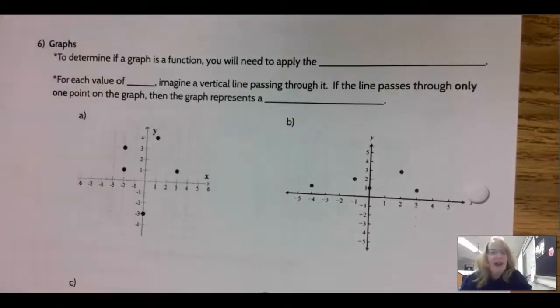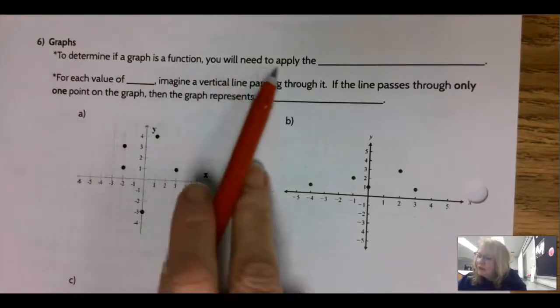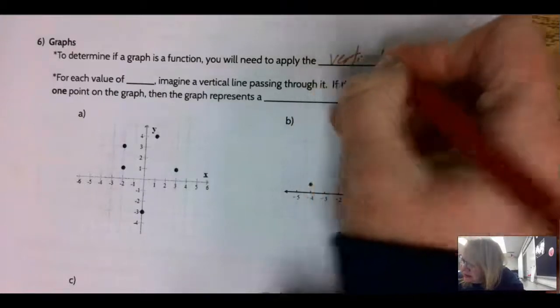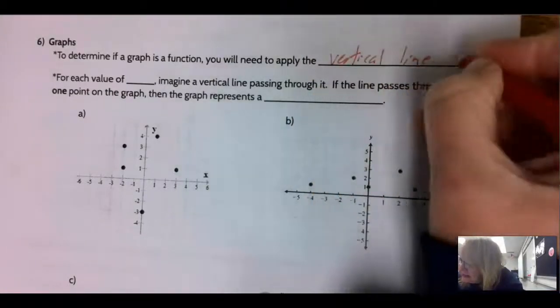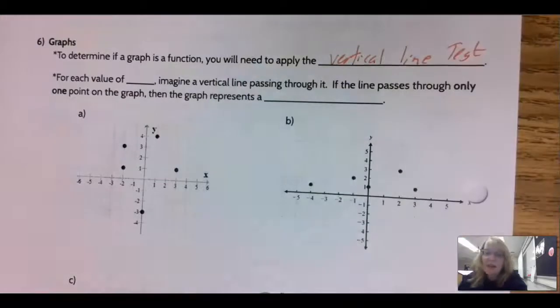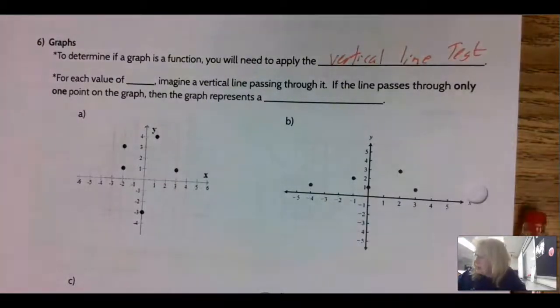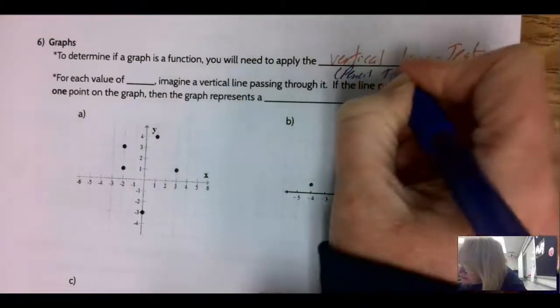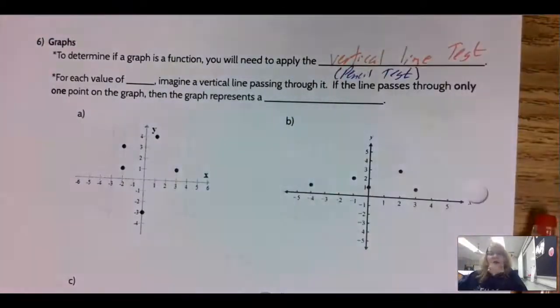So in a graph, we have this really cool test that we do. And it says to determine if a graph is a function, you need to apply the vertical line test. That's what it's called mathematically. I, of course, have another name for it. I call it the pencil test.